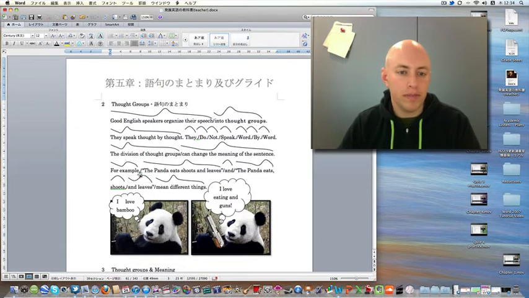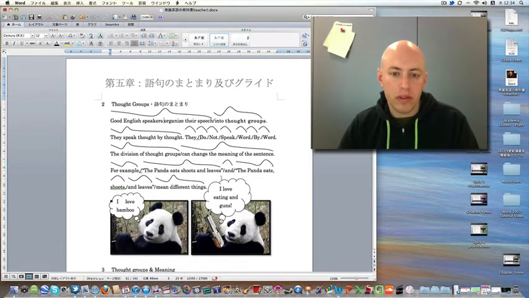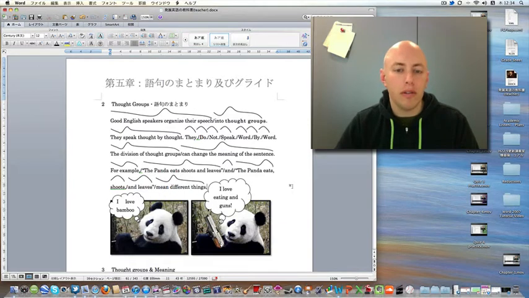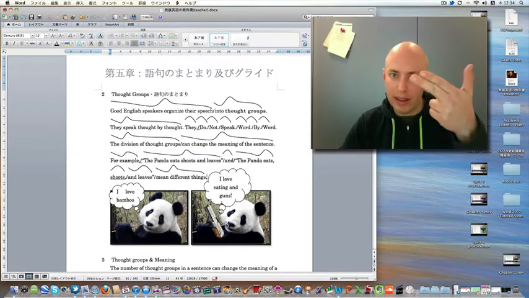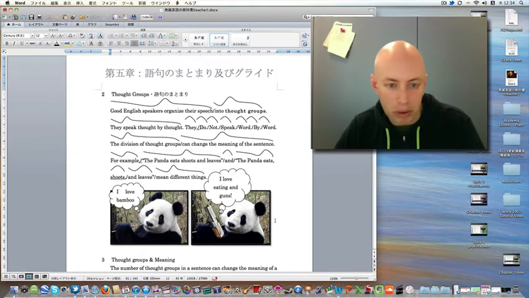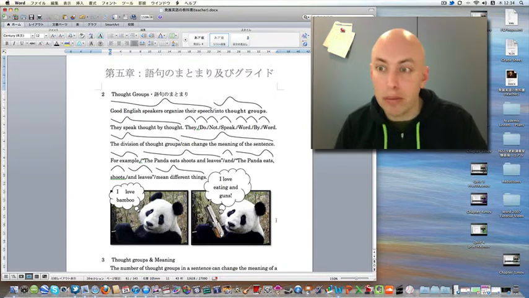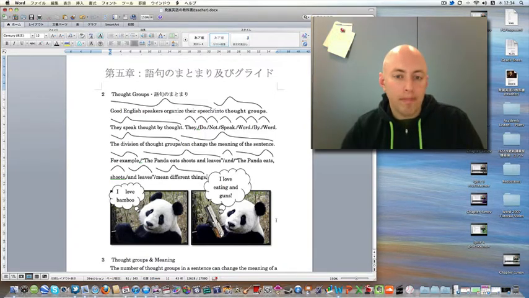For example, "the panda shoots and leaves" and "the panda eats, shoots, and leaves" mean different things. "The panda eats shoots and leaves" means the panda bear eats bamboo for food. "The panda eats, shoots, and leaves" means the panda has a gun and likes to shoot people, and then leaves the premises. This is the idea.